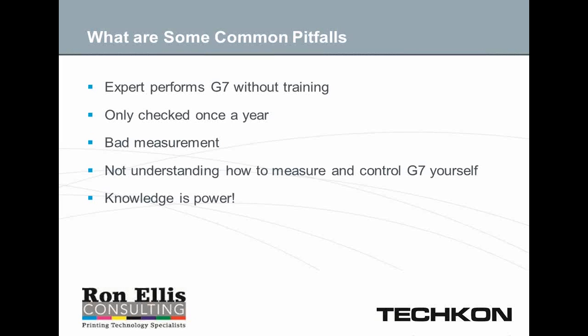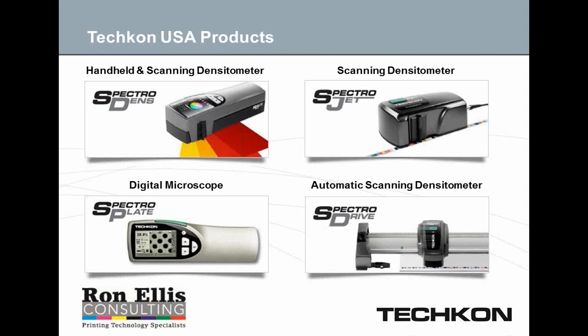We have the automated SpectroDrive. It's a scanning spectrodensitometer that measures a 40-inch color bar in under 8 seconds. And it displays all the relevant density, color, and G7 information all in one display for all the different ink zones. We have the SpectroJet, which is a manual hand scanning spectrodensitometer that scans at the same speed, but it's manually drawn across the color bar to take the measurements and will display the same results as the SpectroDrive.